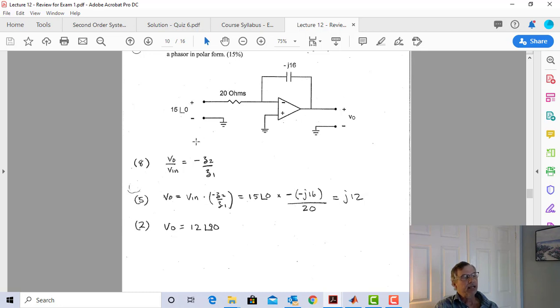But getting back to the problem, we looked at the problem, we recognized an inverting op-amp topology, we wrote down our equation for Vout over Vin, we substituted in Z1 and Z2, and out popped the answer.